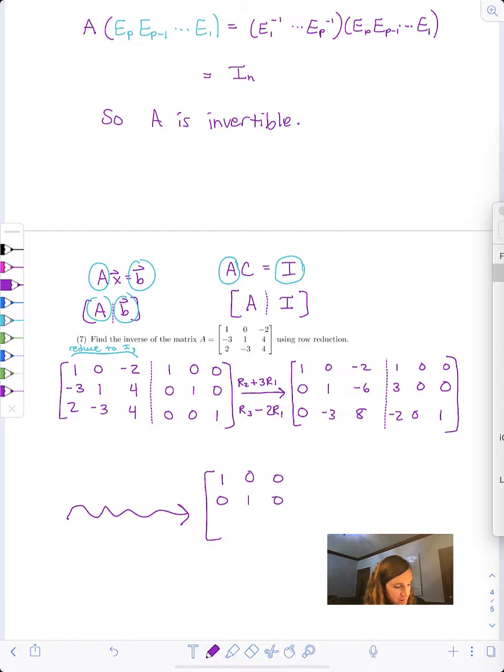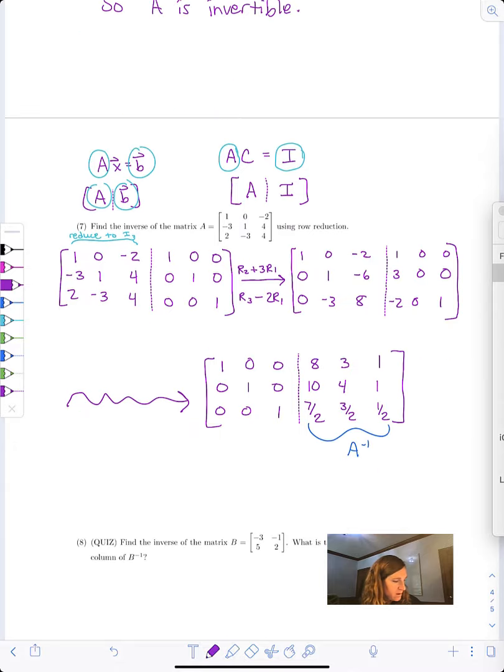What I recommend doing, just to make sure you're doing okay and understanding this new type of row reduction, is go ahead and pause your video and then come back. What you should get when you come back to us is this matrix here. And so this resulting matrix is what we want for A inverse. So A inverse equals 8, 3, 1, 10, 4, 1, 7 halves, 3 halves, 1 half.